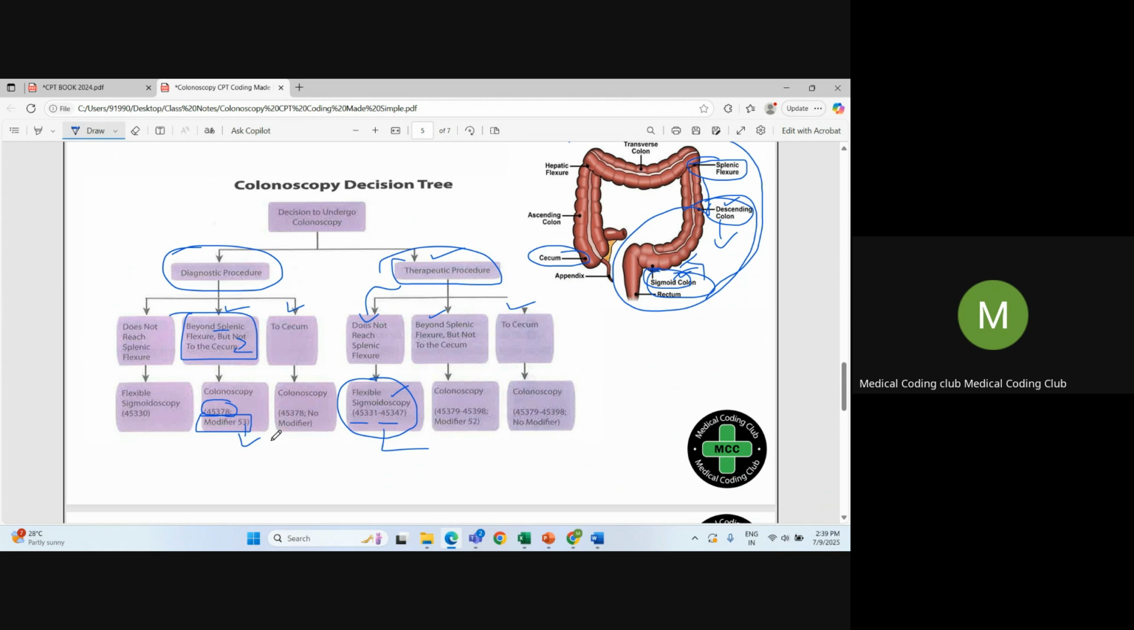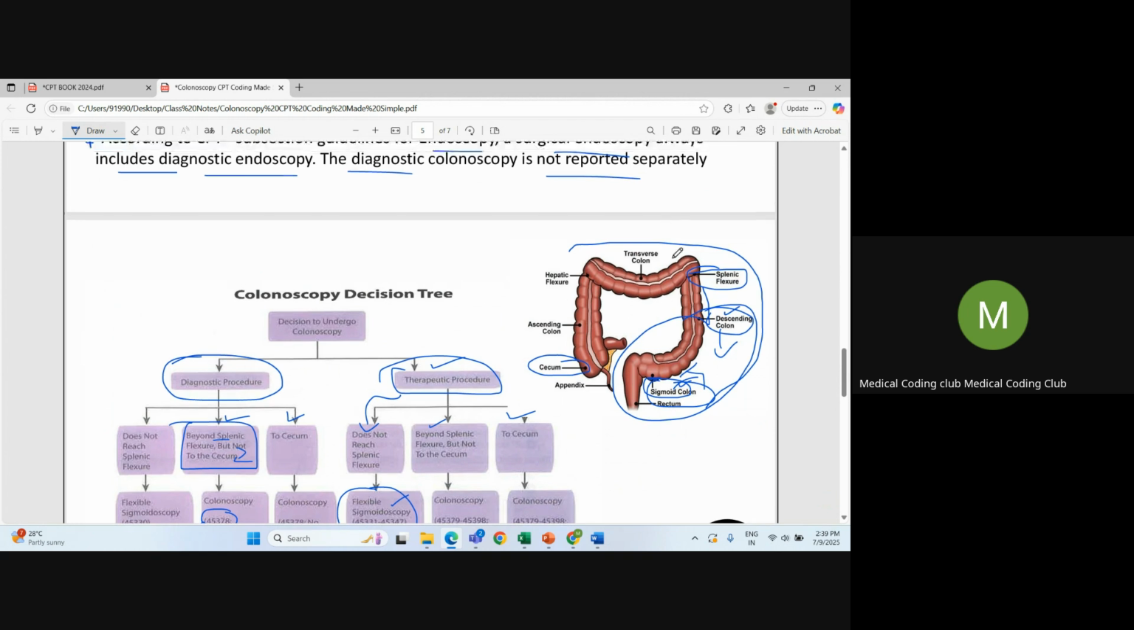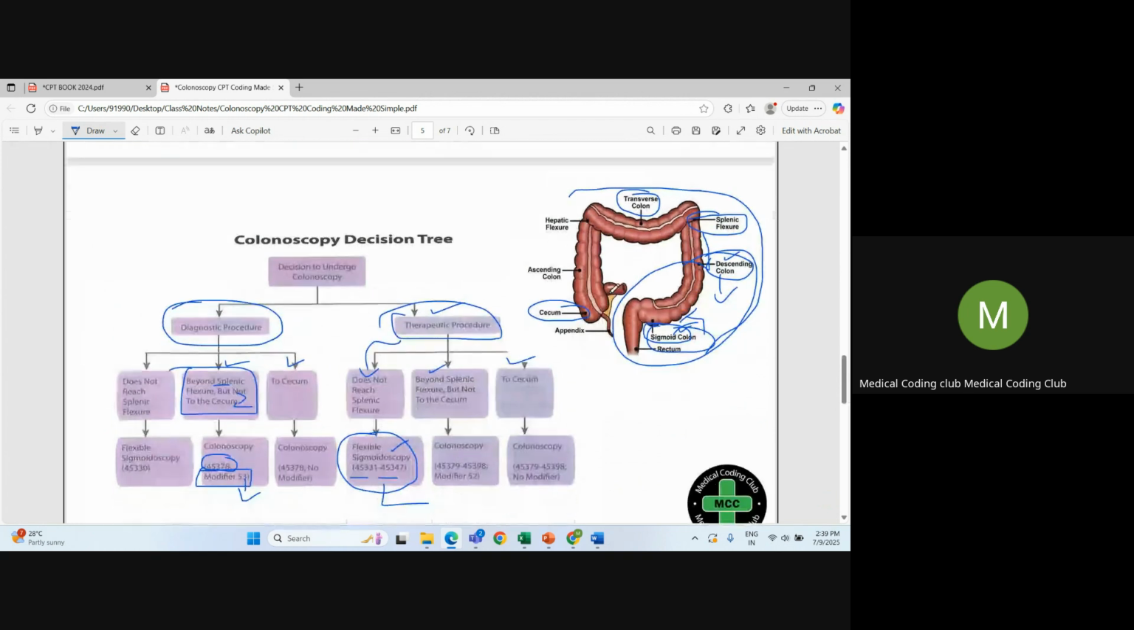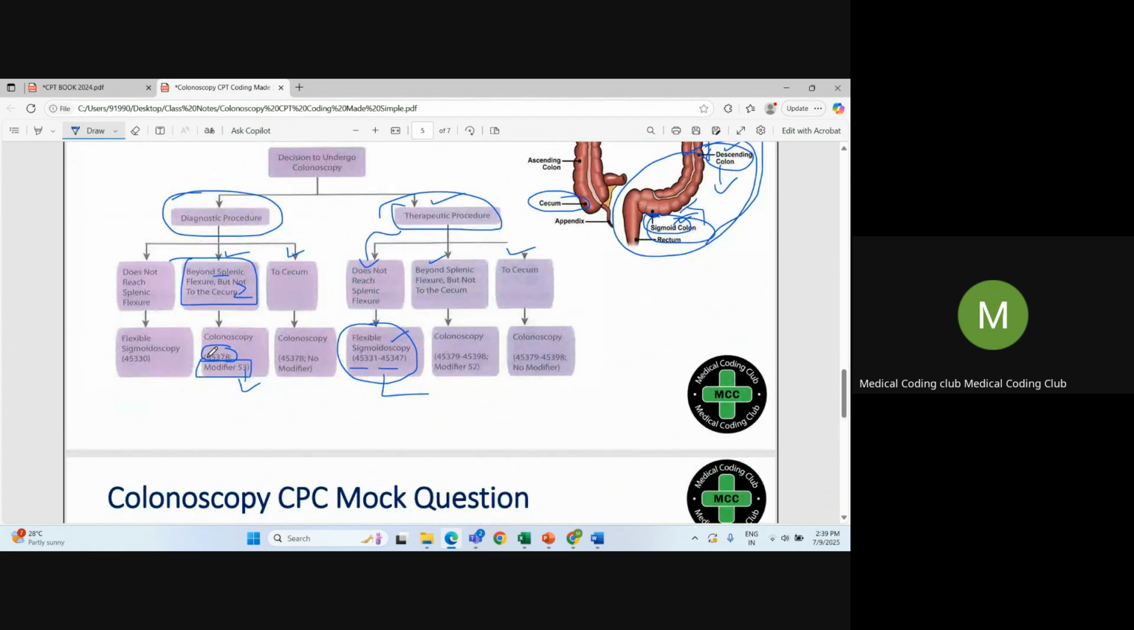Okay, I assume there might be a polyp. Because of the polyp at the transverse colon, they are unable to advance the colonoscope further. Okay, in this case, they need to terminate the colonoscopy procedure. So what will we do? We will code 45378 with modifier 53.